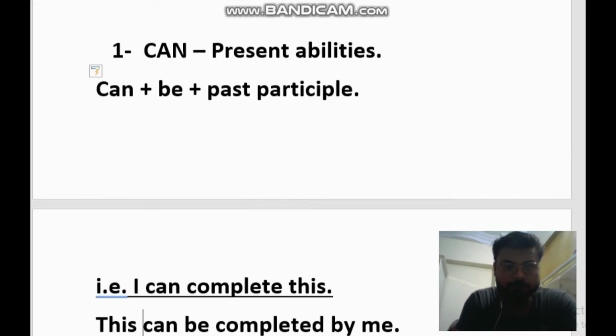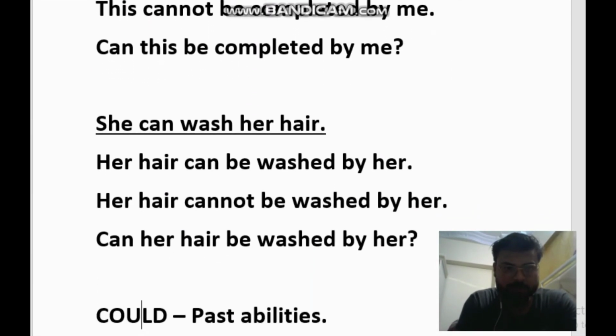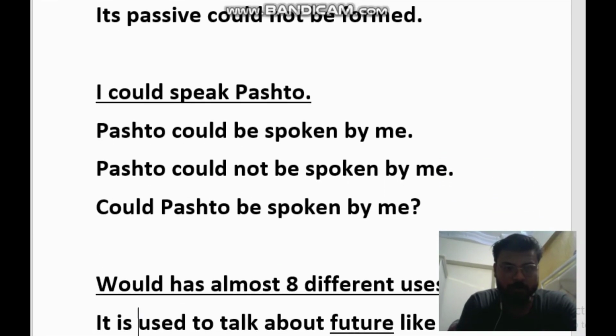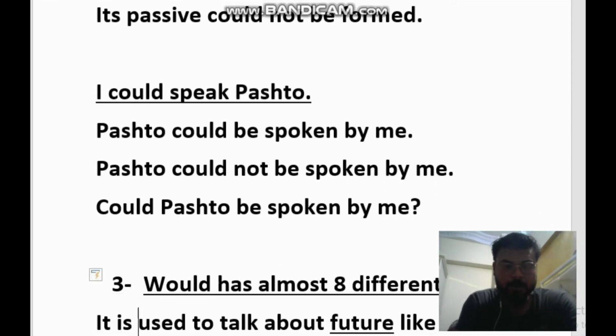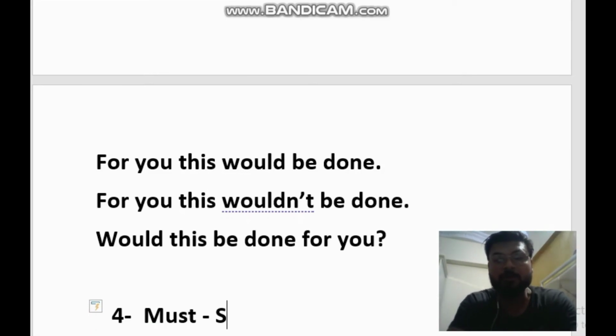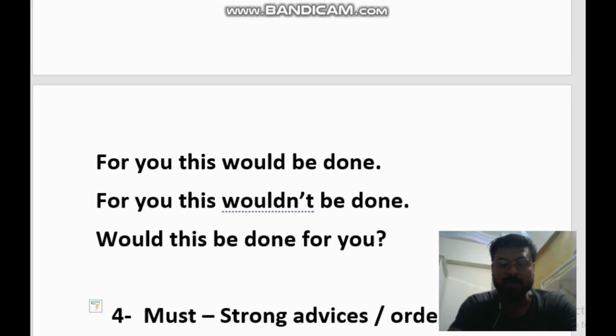So number 1 was can, number 2 is could, number 3 was would, number 4 is must, right? So where do we use must? We use must when we talk about strong advices or orders, like you must do it now, you must perform. We must talk politely, right? So these are the advices, you must stop smoking or things like that, right?